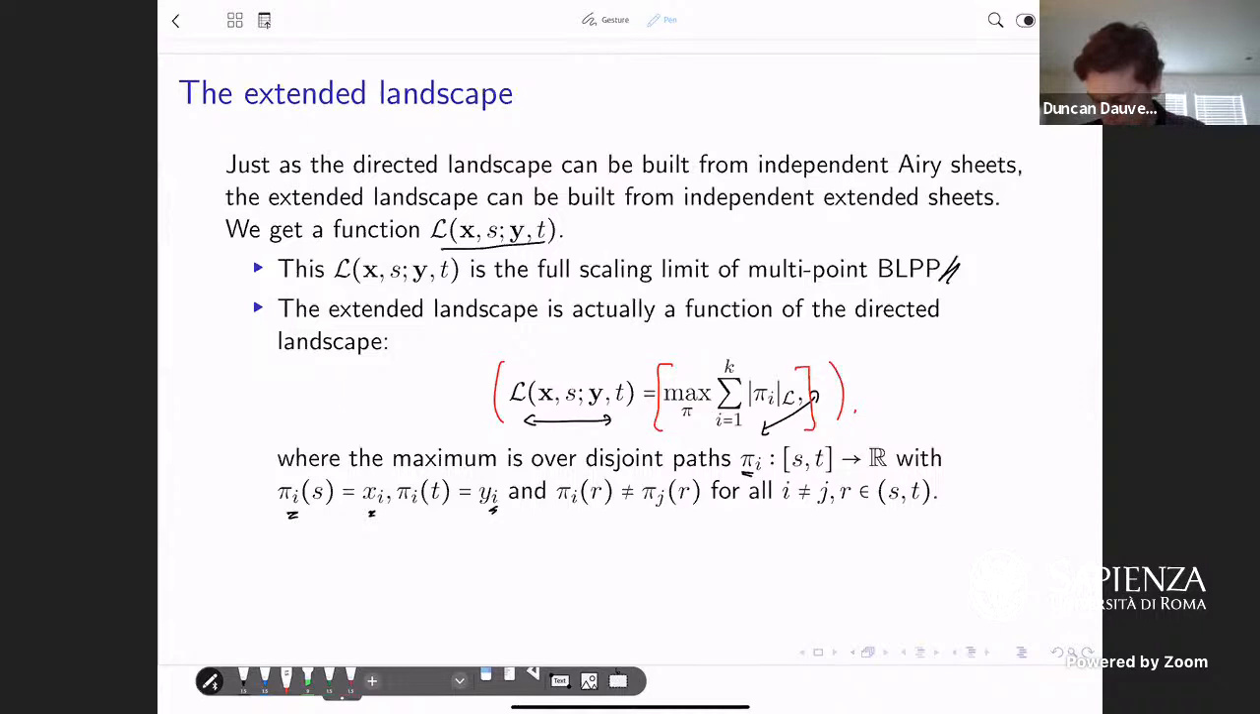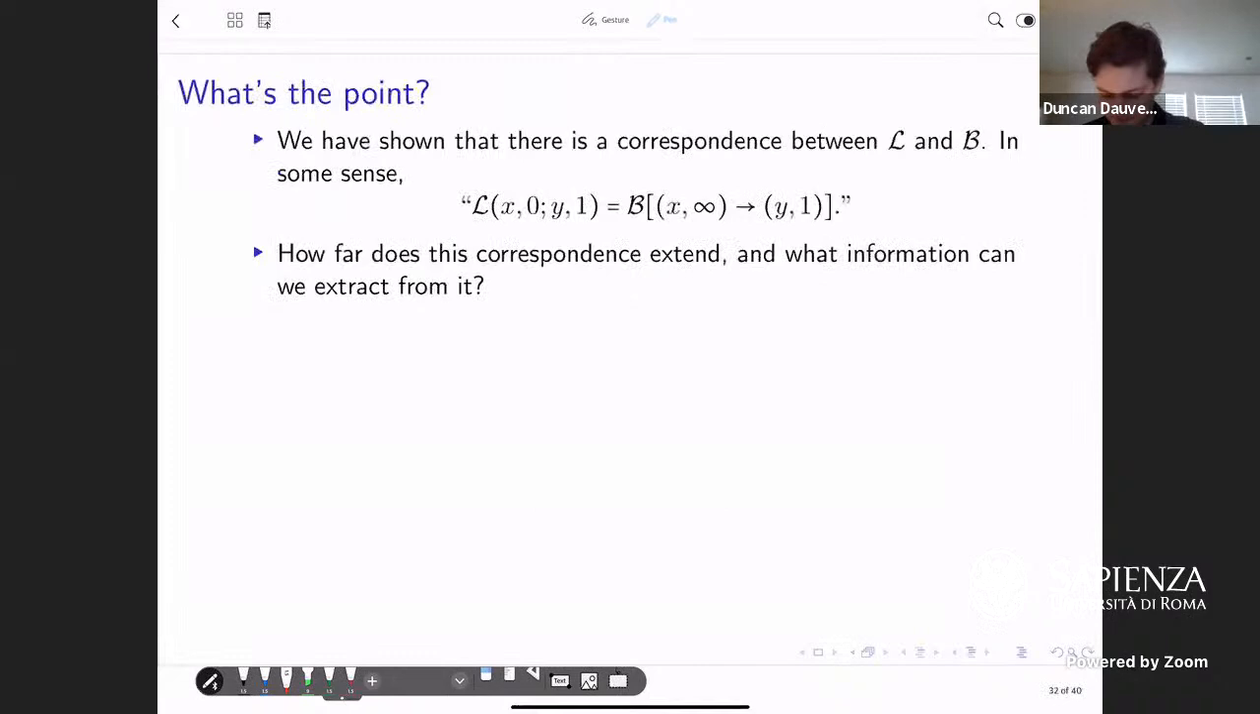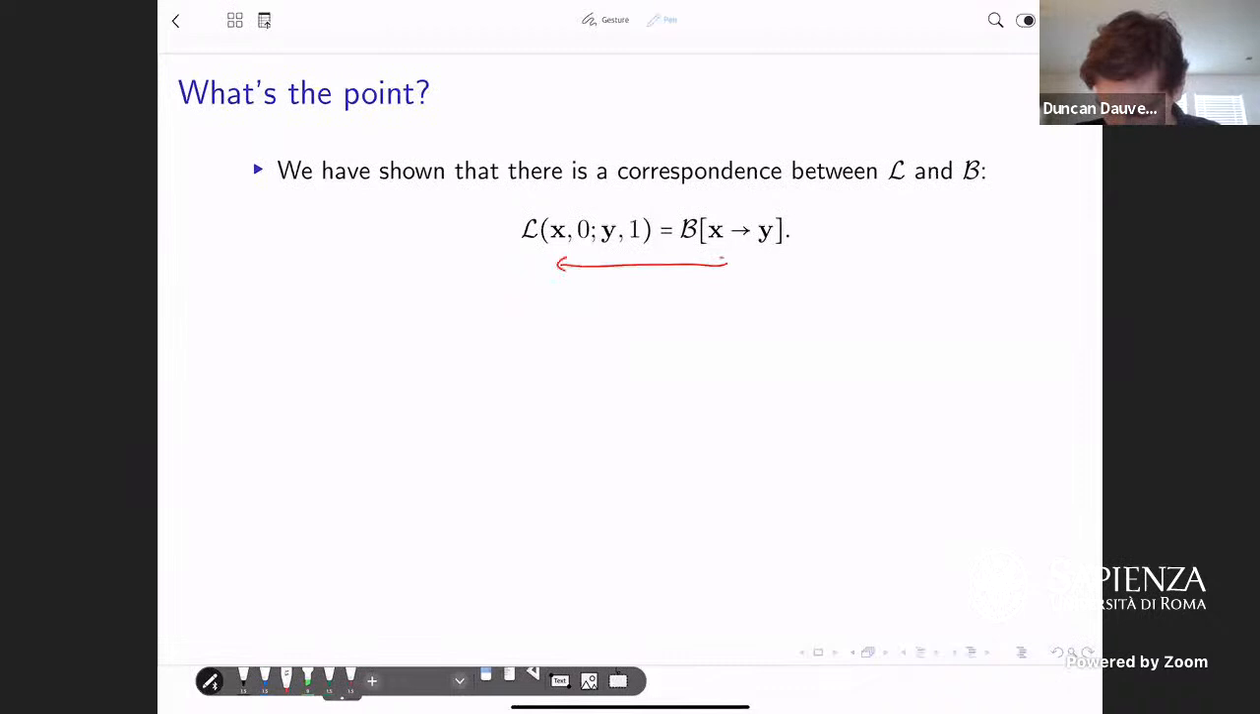Okay. So we've constructed this extended landscape. And what we were trying to do, if we think back to this recap slide, is say how far does this correspondence between L and B extend? And what information can we extract? So in terms of how far it extends, really it extends to the level of multi-point last passage values. So the best version of this correspondence looks like this: L from x0 to y1 is just a last passage value across the parabolic Airy line ensemble from a vector x to a vector y.